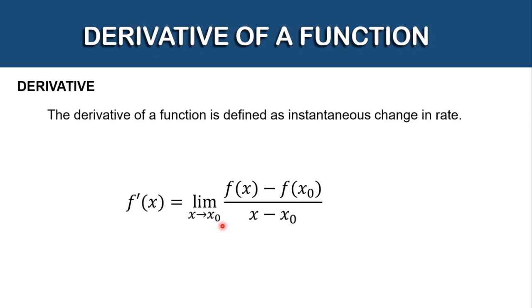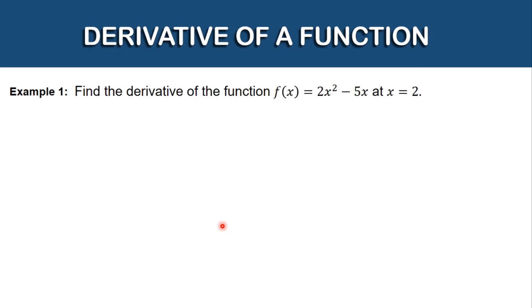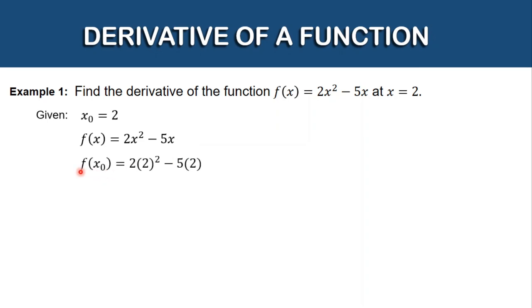So let's answer examples. Number 1. Find the derivative of the function f of x is equal to 2x squared minus 5x at x is equal to 2. Again, let's list down the given. We have x sub 0, which is 2. Our function is f of x is equal to 2x squared minus 5x. Then f of x sub 0, so we just need to substitute the value of x sub 0 to our function. So 2 times 2 squared minus 5 times 2.